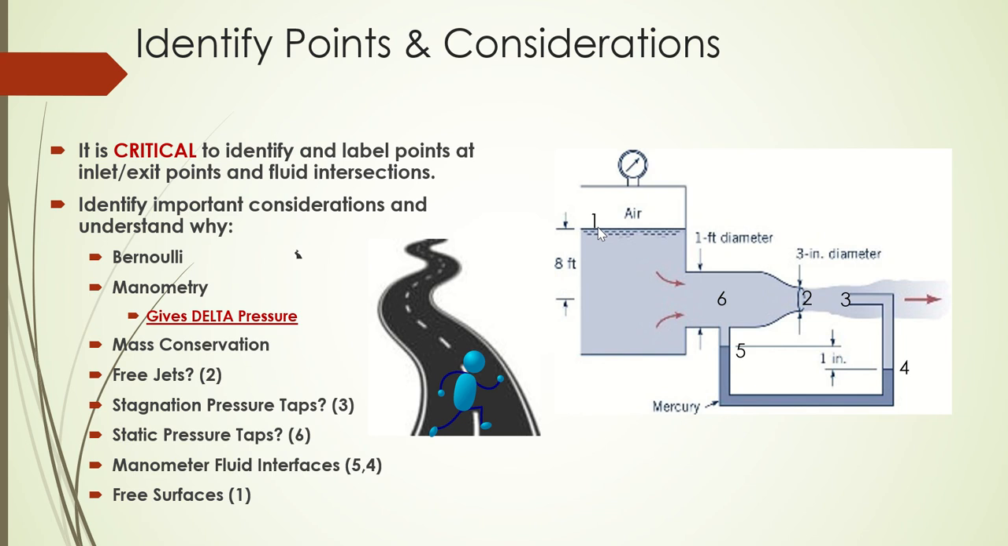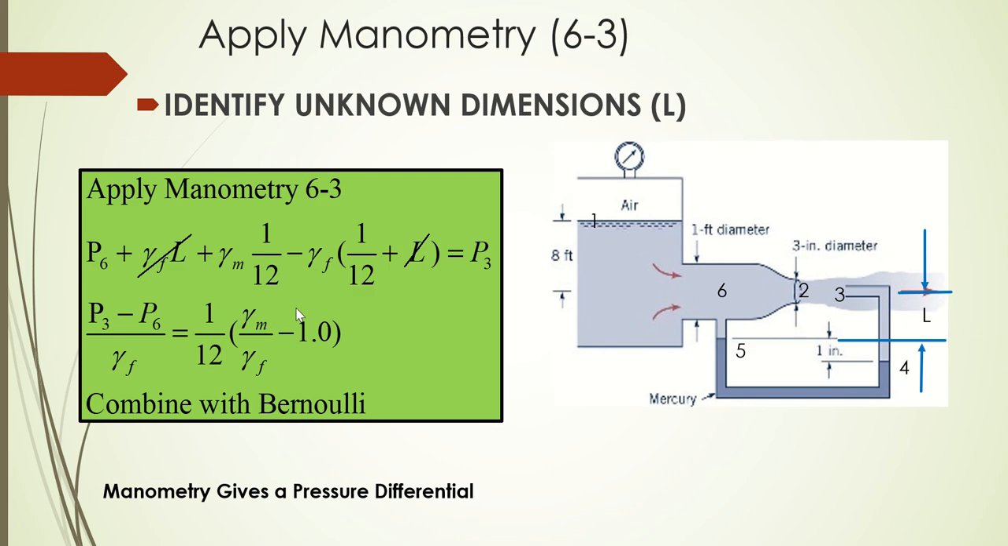At this point, even before we've put pen to paper or written down a single equation, we know that Bernoulli is important because I have fluid flowing through a duct, and it is frictionless and steady state. We know that manometry of fluid statics is important because the problem gives us a manometer, and we understand that a manometer gives us a pressure differential. So step one is always to apply manometry to find the delta P.